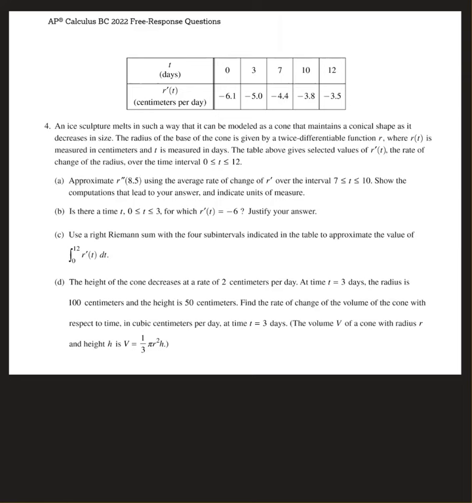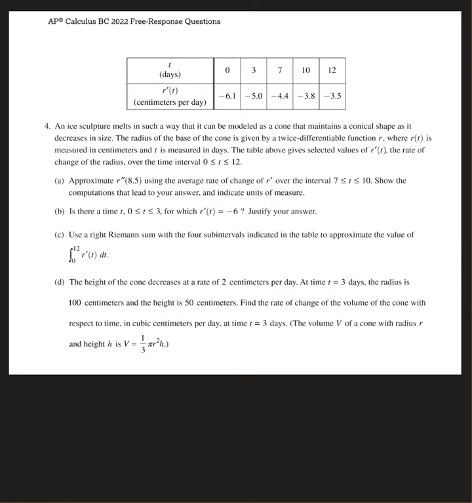I am doing problem number 4 from the 2022 BC Calculus AP exam. This is a table problem, and in this problem, an ice sculpture melts in such a way that it can be modeled as a cone that maintains a conical shape as it decreases in size. The radius of the base of the cone is given by twice differentiable function r, where r of t is measured in centimeters and t is in days.